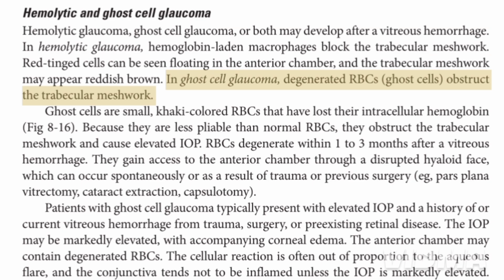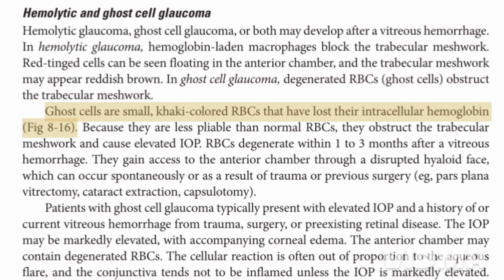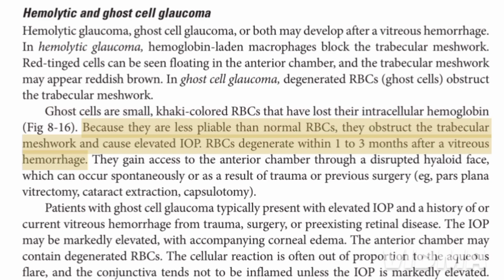In ghost cell glaucoma, degenerated RBCs, ghost cells, obstruct the trabecular meshwork. Ghost cells are small, khaki-colored RBCs that have lost their intracellular hemoglobin, Fig 8-16. Because they are less pliable than normal RBCs, they obstruct the trabecular meshwork and cause elevated IOP. RBCs degenerate within 1 to 3 months after a vitreous hemorrhage.